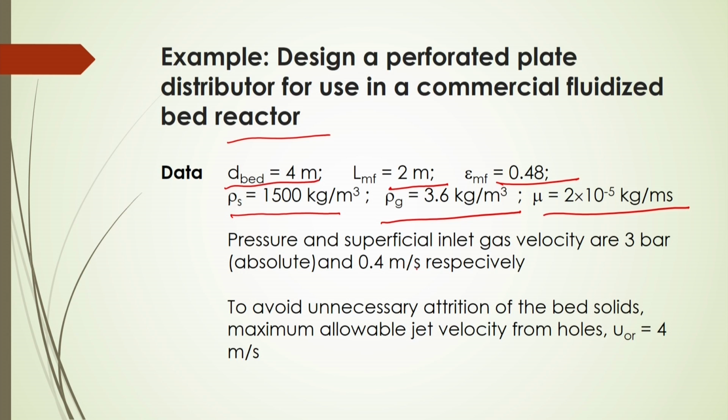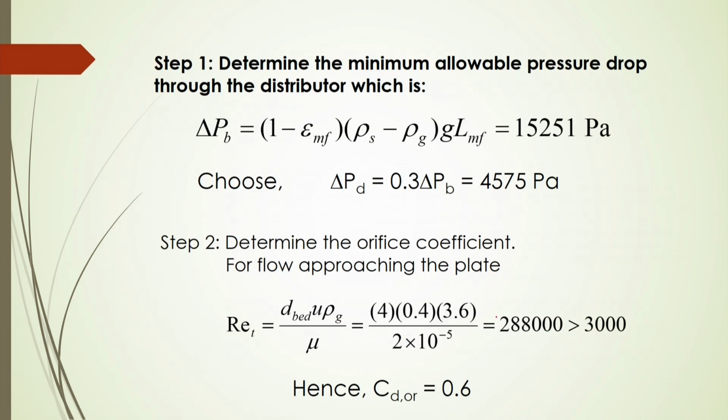Now, the pressure and superficial inlet gas velocity to be considered are 3 bar and 0.4 meter per second. To avoid unnecessary attrition of the bed solids, the maximum allowable jet velocity to be considered here, UOR, is equal to 4 meter per second. So, as per that procedure, step 1, you have to determine the minimum allowable pressure drop through the distributor, which can be calculated from this equation.